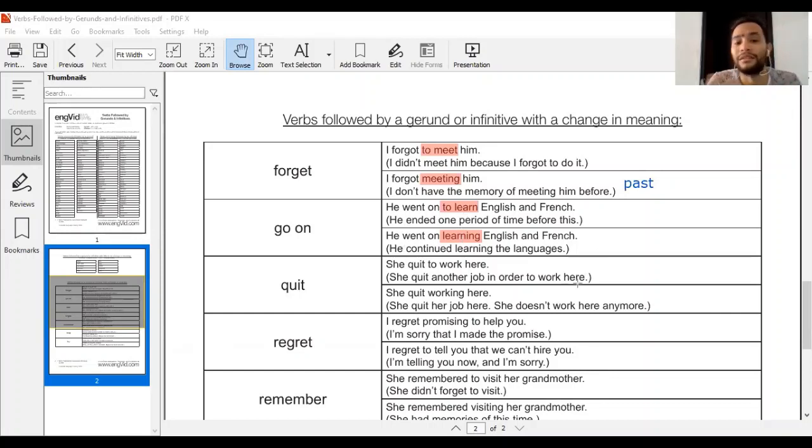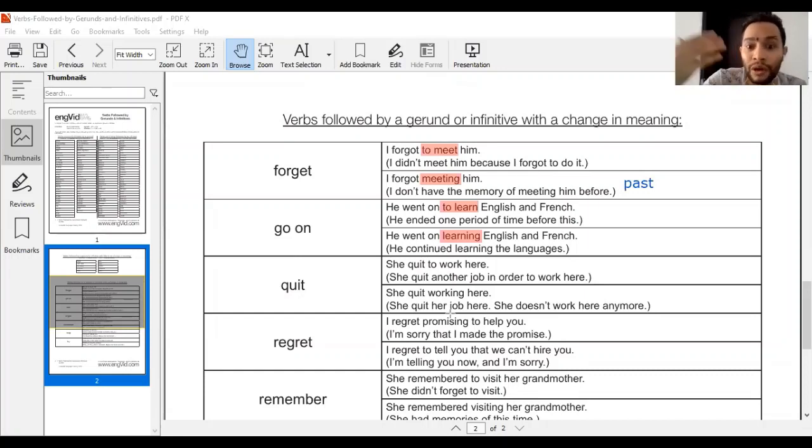Aquí significa algo diferente. Aquí cuando yo digo he went on learning English and French, what it means is that he continued learning the languages. I mean, he continued learning English and learning French, right? Aquí en este segundo ejemplo lo que significa es, él continuó aprendiendo inglés y francés, es decir, que nunca terminó de aprender inglés y francés. Por lo tanto, lo que quiso decir es que en este momento todavía está, o en ese momento todavía estaba o continuaba aprendiendo inglés y francés.